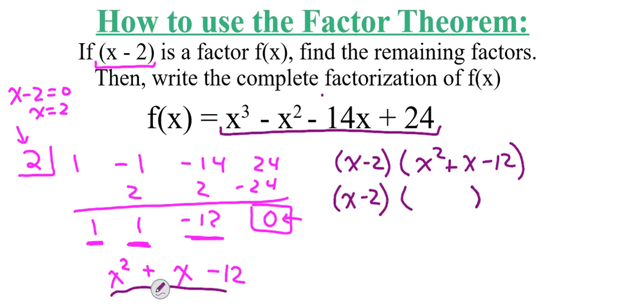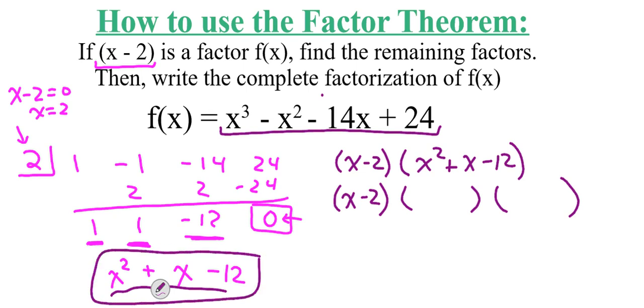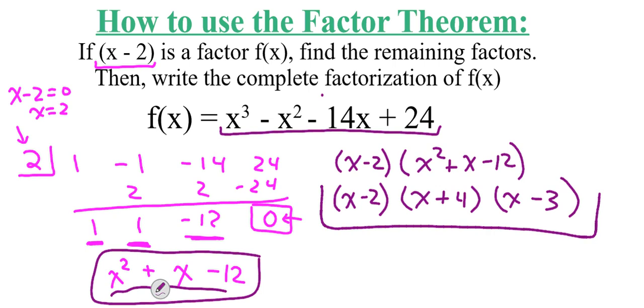And then we're going to break down this quadratic that we got from using synthetic division. We're going to say, two numbers that multiply to equal negative 12 that add to equal positive 1. That's going to give me a plus 4 and a minus 3. I'm done. So find the remaining factors, then, right, there we go. So when you see this in WebAssign, I'm pretty sure it's WebAssign, not Delta Math, this is how you're going to answer it. This is considered the complete factorization of this function.